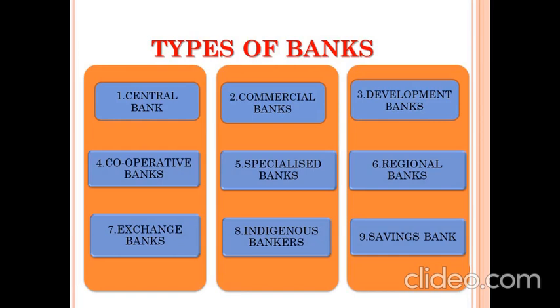Then there are indigenous bankers. Here, it is not banks, but the person or people who provide money to small groups, small people, individuals or small traders. They charge a high rate of interest, but there is less procedure than other banks. So indigenous bankers provide money to them all. They are known as money lenders, or saukars. But even at a high rate of interest, people borrow money from them because of the least formalities to be carried out.